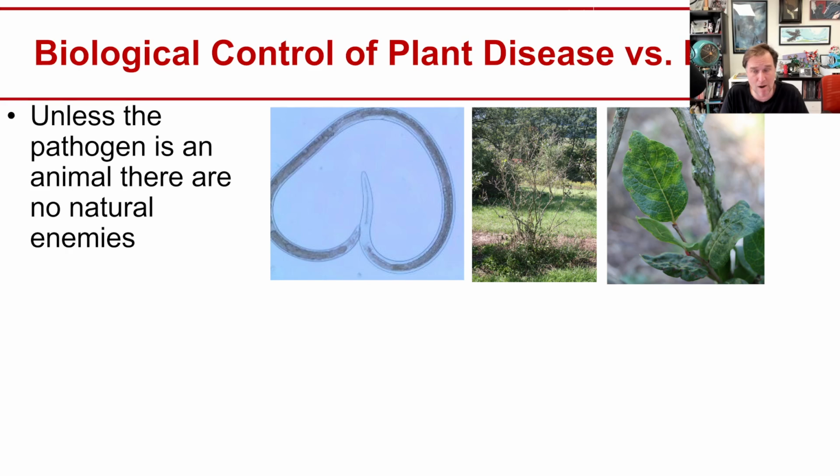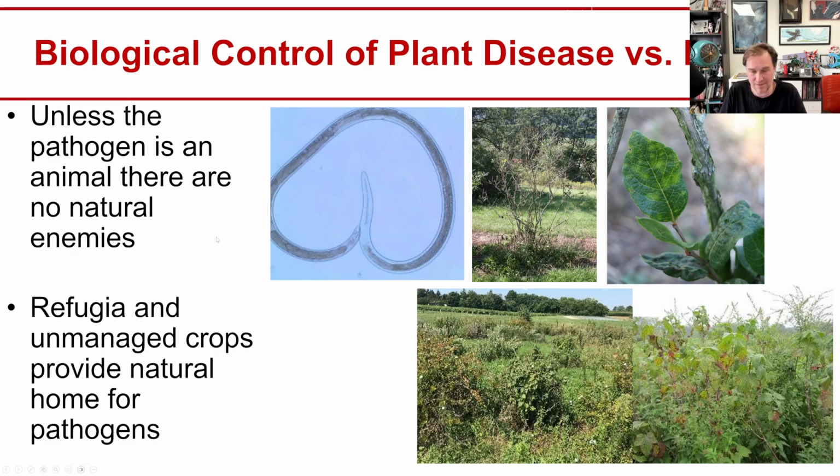You might have heard of insect management by conservation and refugia. Unfortunately, unless the pathogen itself is an actual animal, such as this nematode, a type of animal like an insect, there are not a lot of natural enemies. This pathogen causes tomato and tobacco ringspot of blueberries, amongst other types like this nasty Xiphinema. Refugia are great sources of natural predators of insect pests, but unmanaged areas are just a haven for pathogens, such as this beautiful currant planting.